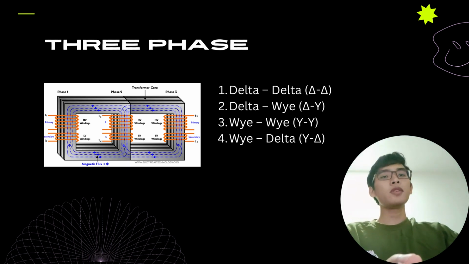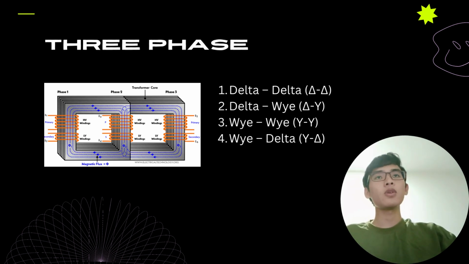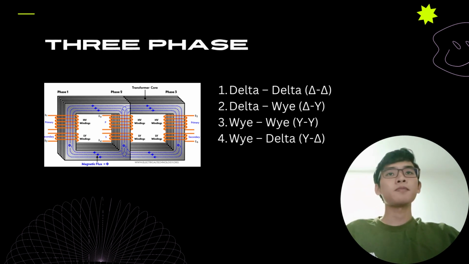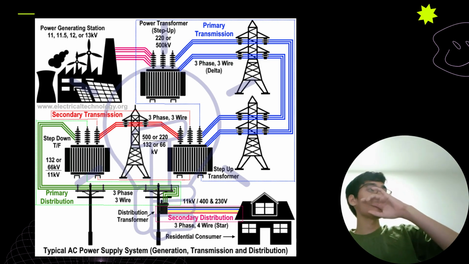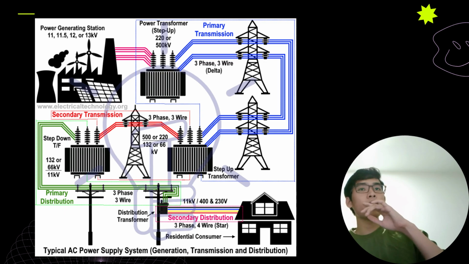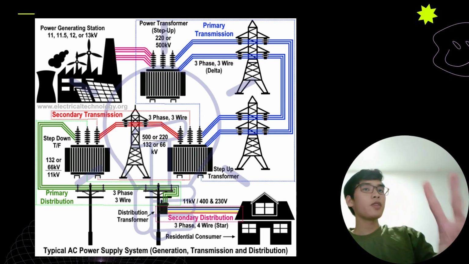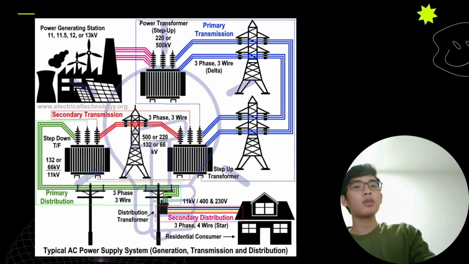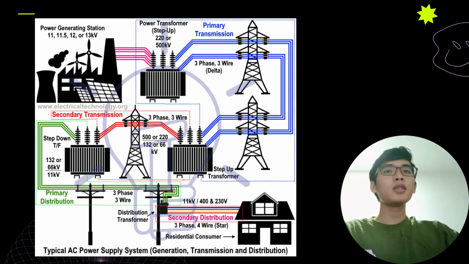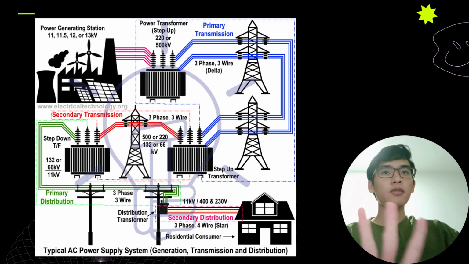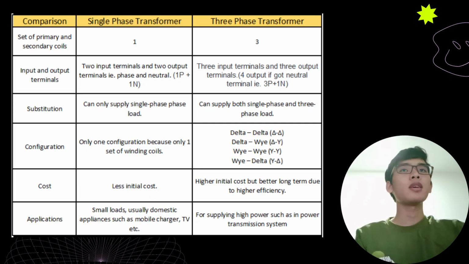The three-phase transformer also has higher efficiency compared to the single-phase transformer. Since our power supply system uses three-phase power supply instead of single phase, obviously we're going to need three-phase transformers, because a single-phase transformer cannot output a three-phase power supply. So for the transmission grid, we use three-phase transformers. For inside the house, we use single phase.